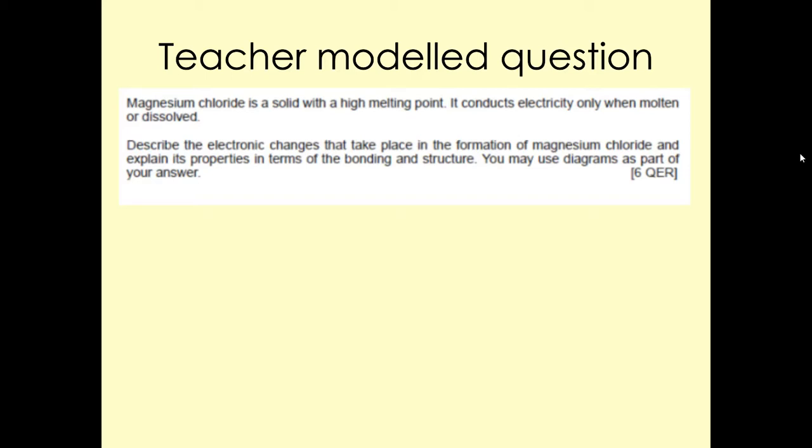Okay, so that's the last of the new information. So what you need to do now is there's a separate video that has me explaining how I would answer this question. So this question is asking me to draw dot and cross diagrams for when magnesium chloride is formed, and also to make links between the properties and its bonding and structure, which is what we've just discussed. So it's using what we've discussed today and in the previous lesson.